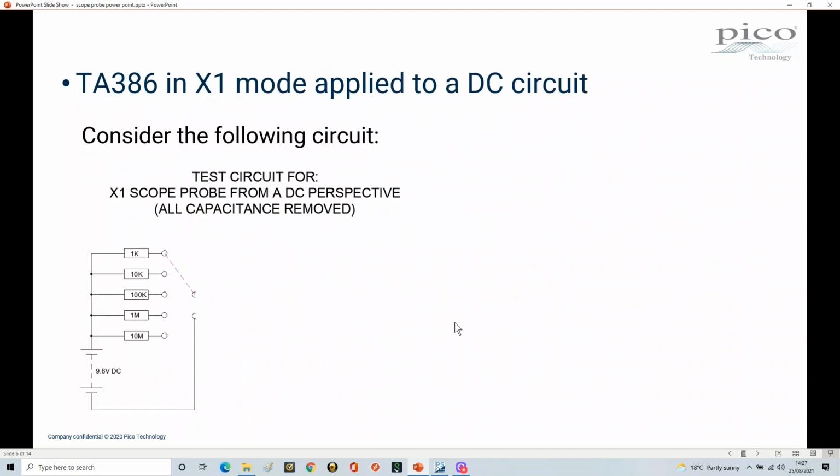So here we have a circuit for testing the DC transfer characteristics of our probe. I've got a power supply here, which is 9.8 volts. The reason for choosing 9.8 will become apparent in a minute. It seems a bit of a strange number, but there was a reason behind it. And here we have a series of resistors: 1K, 10K, 100K, 1 meg, and 10 megs.